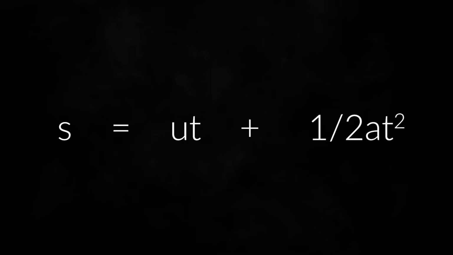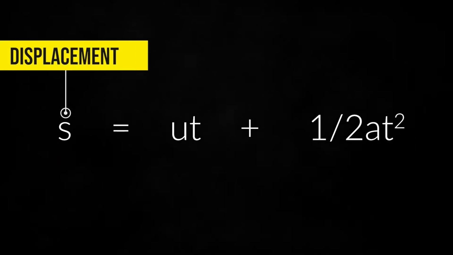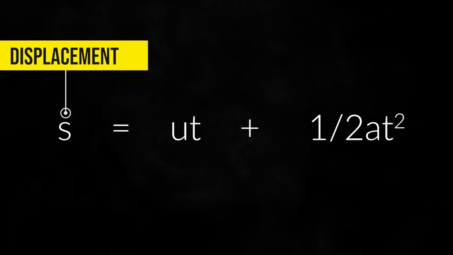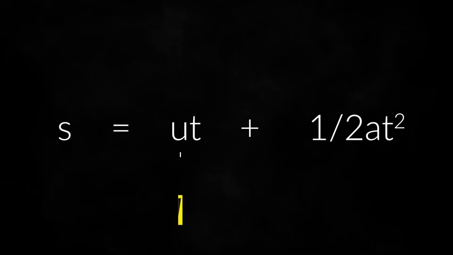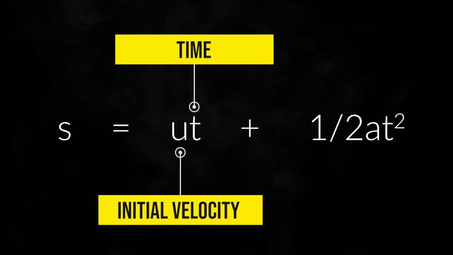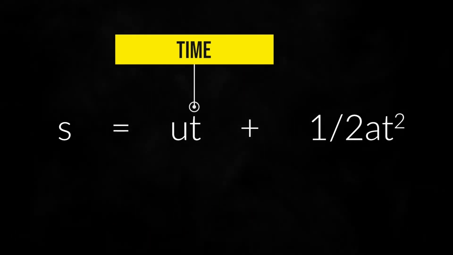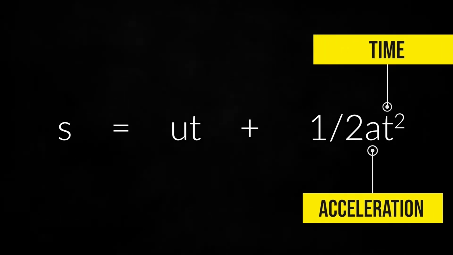The first equation that we're going to look at is S is equal to ut plus half at squared. Now S on the left hand side represents displacement, which is the same as distance, which is equal to ut plus half at squared. So ut, now u is initial velocity and it's multiplied by time, and then we've got that being added to half at squared. Half is just a number. Then we've got acceleration multiplied by time squared.